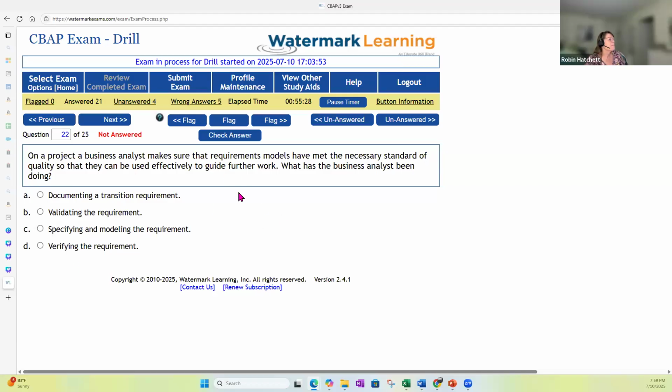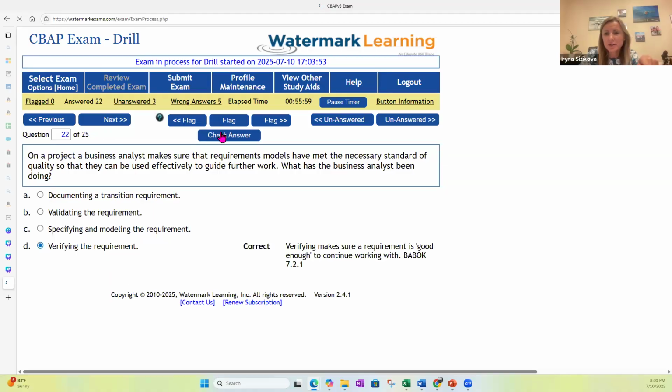On a project, a business analyst makes sure that the requirements models have met the necessary standard of quality so they can be used effectively to guide further work. What has the business analyst been doing? Is this definition the definition for the task of documenting a transition requirement, validating a requirement, specifying a modeling requirement, or verifying the requirement? Verifying requirement. Verifying. We had this question already, no? We had it backwards a while ago. We've had it in different forms.